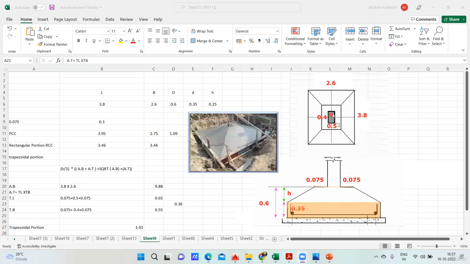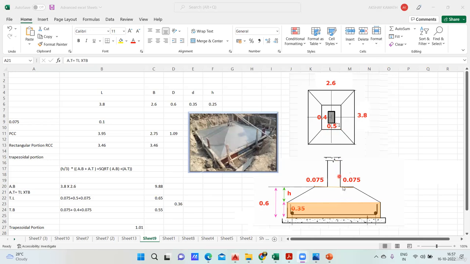So right now this particular portion is your column. What is the dimension of the column? It is given: this is 0.5, that is 500 mm, and this is your 400 mm. That is the column dimension. But I want this entire thing, no? So that is why this offset is given.